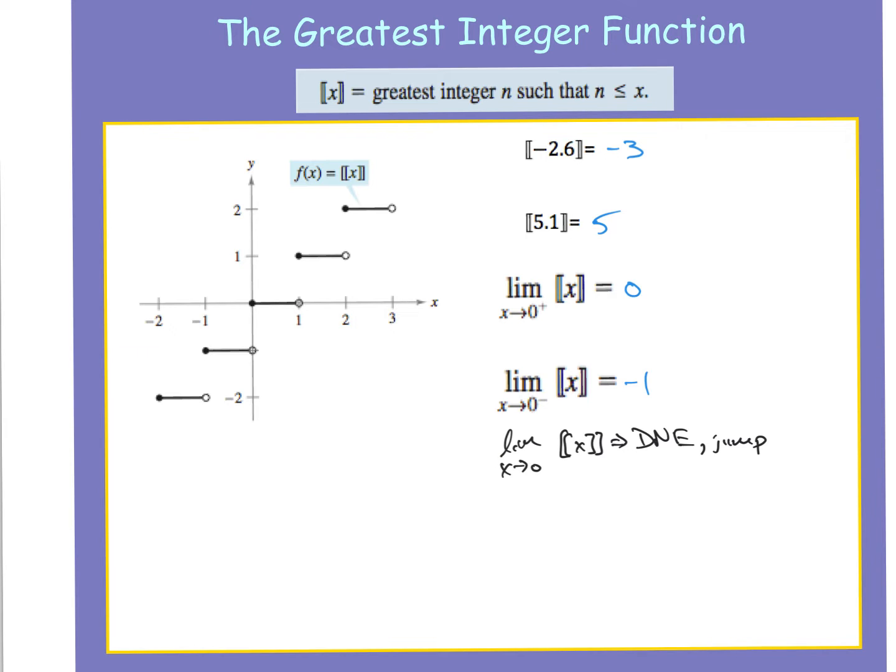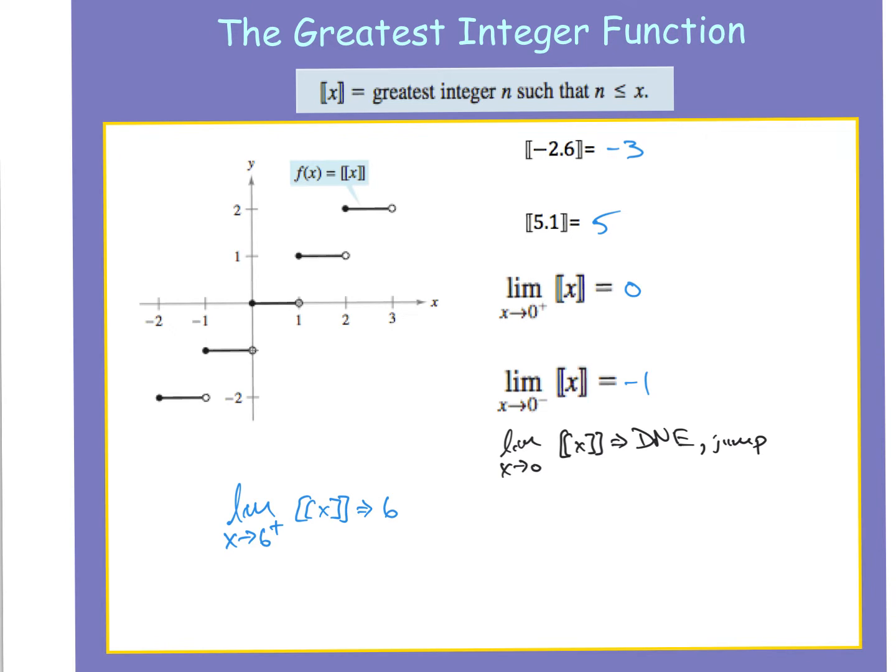All right, let's pick some numbers. Katie did. Pick me a number. 6. The limit as x approaches 6 from the right. I'm a little bit positive of 6. So where am I? 6. I'm at 6.